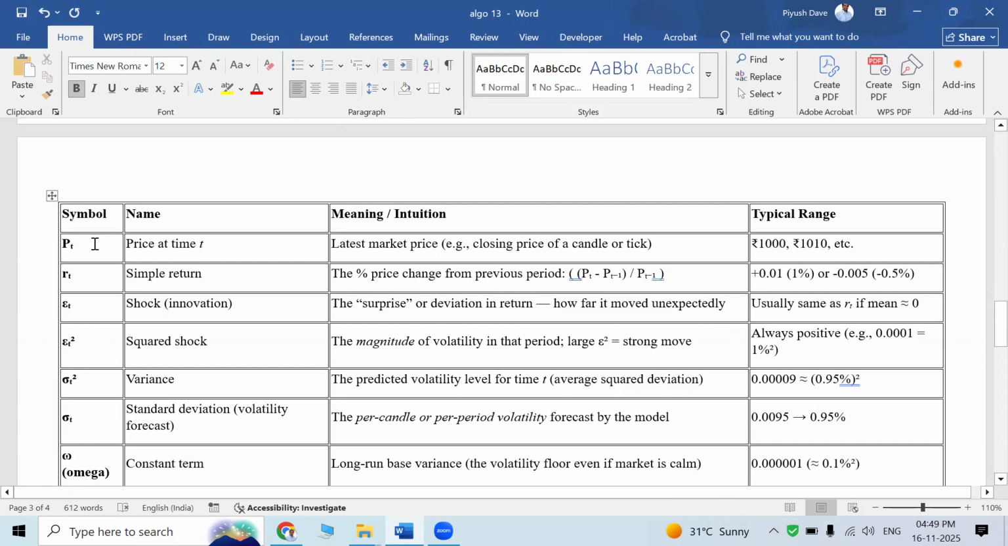First, what is the meaning of Pt? Pt is the price at that particular time. We can consider it as the latest price.